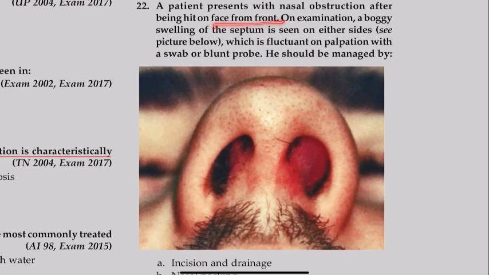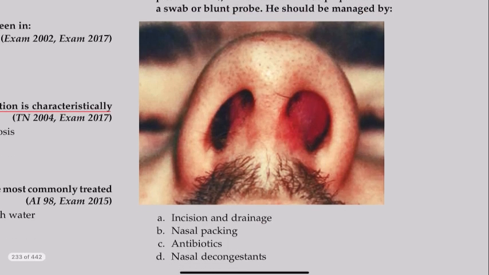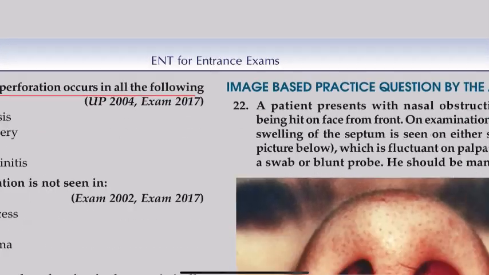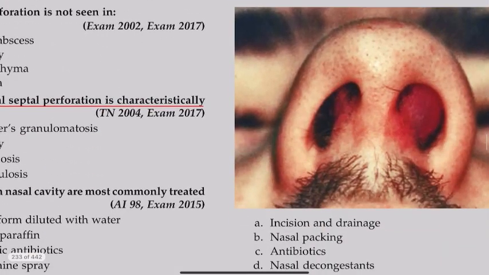Okay, the next question is, the patient presents with nasal obstruction after being hit on the face from the front. On examination, a bogey swelling on the septum is seen on either side, which is fluctuant on palpation with swab and blunt probe. It should be managed by incision and drainage, because it is what? It is septal hematoma, right? So these are all questions about the diseases of the nasal septum.